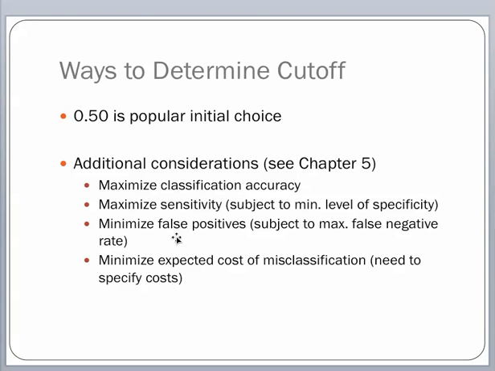0.5 is a popular choice to start with as the cutoff value, but we don't stop there. We need to take these additional considerations into account. We want to maximize the classification accuracy, maximize sensitivity. These are all Chapter 5 concepts. Especially, we want to minimize the cost of misclassification.